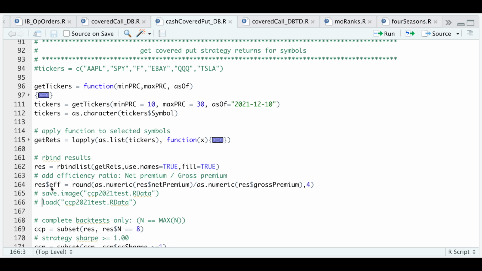So then after I added that as a column, I saved my workspace. So let's go ahead and load that up into the environment. I'm also going to provide this script and this data file, and I'll post a link down in the description area where you can find these.